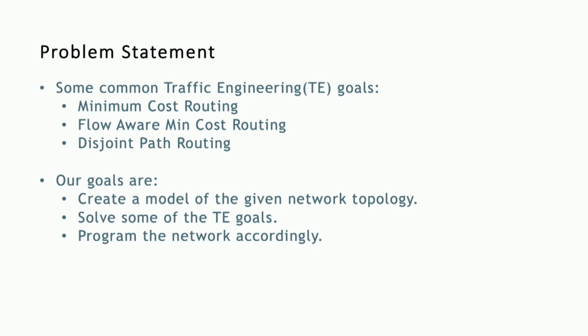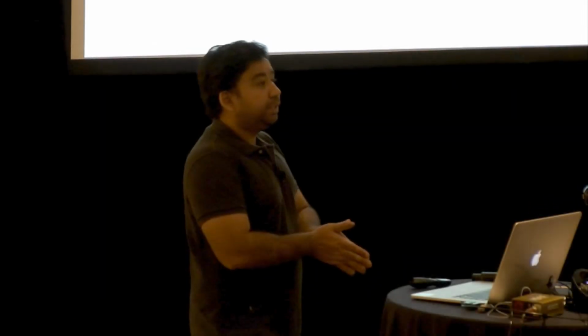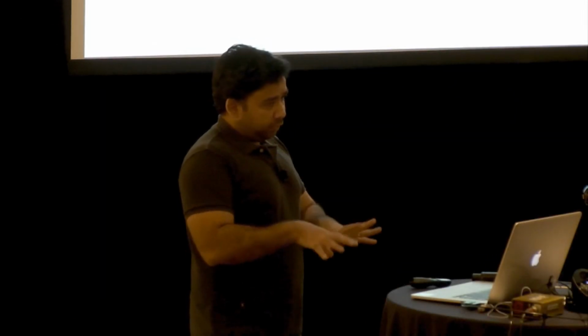And the last part is disjoint path routing. That should be pretty simple. What I'm trying to do is, from point A to point B, give me n number of paths, and all these paths need to be disjoint with each other. So these are some of the TE goals we're going to focus on for the next hour. And what our goals are.